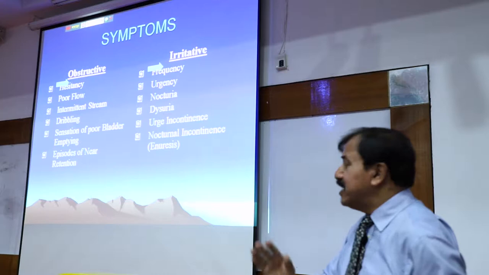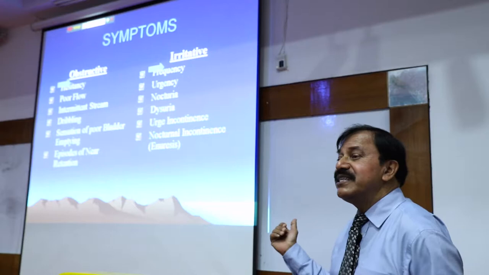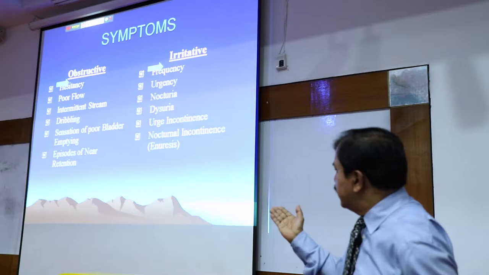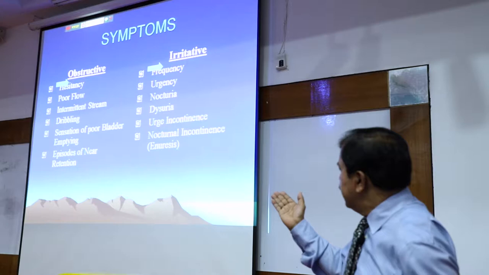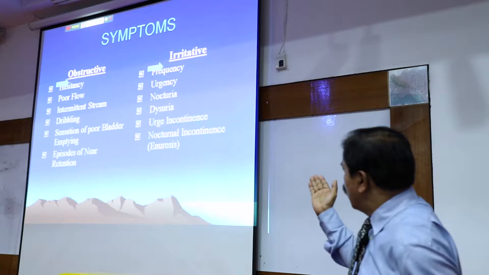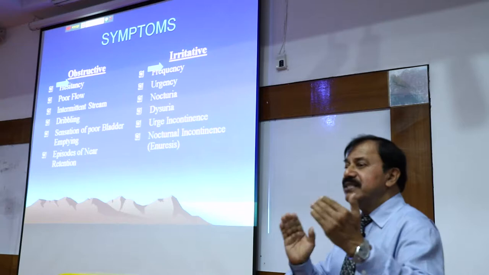Symptoms, again, have been demonstrated in two groups. One is the obstructive group, another is the irritative group. These are the obstructive symptoms: hesitancy, poor flow, intermittent stream, dribbling, sensation of poor bladder emptying. And irritative features are frequency, urgency, nocturia, dysuria, urge incontinence, nocturnal incontinence. These are the different groups you can divide. This is the symptoms, obstructive symptoms and irritative symptoms.